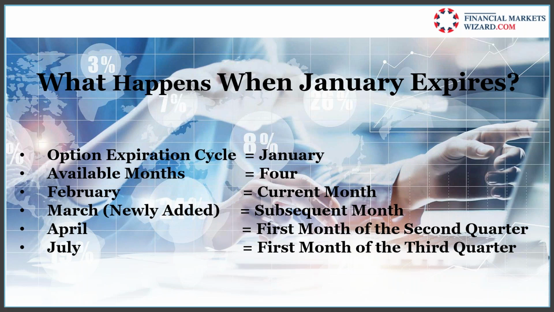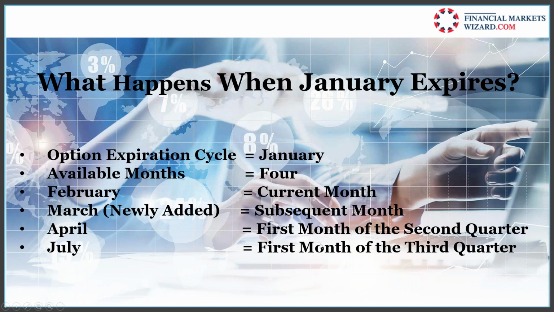So it so happened January expired, February is listed as the current month, and then they add a new month, which is March. And April and July were there before even January expired, because the stock belongs to the January cycle.